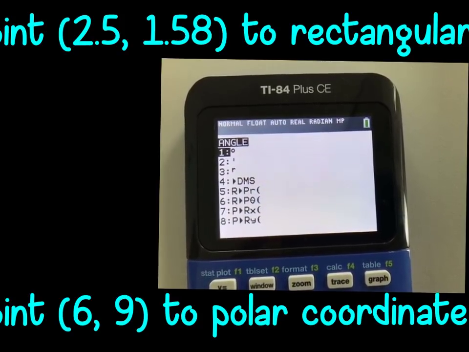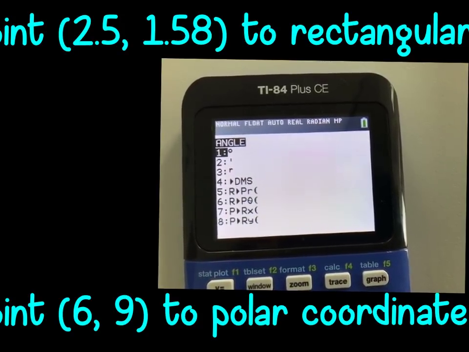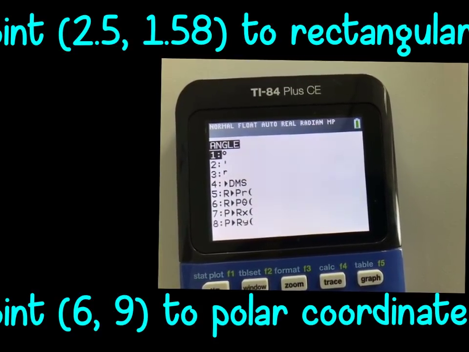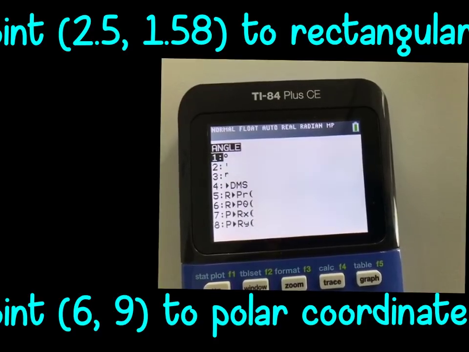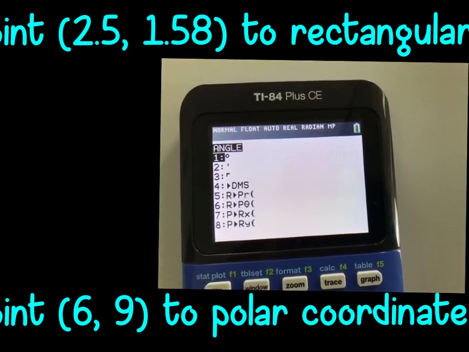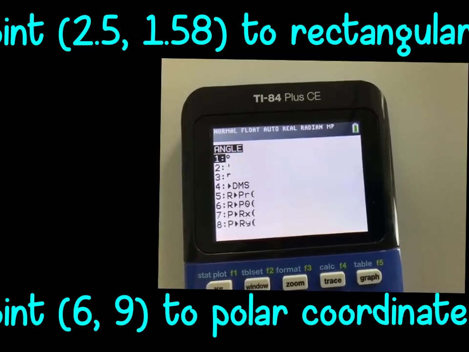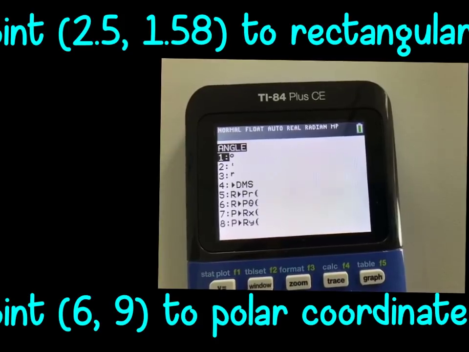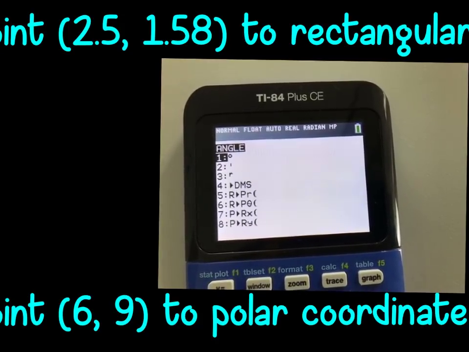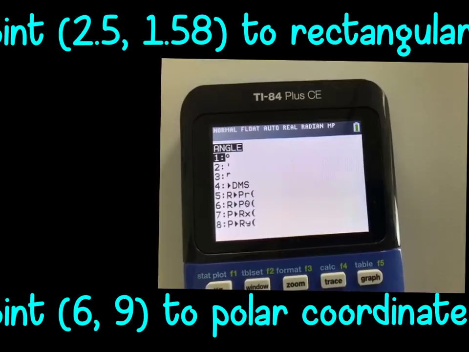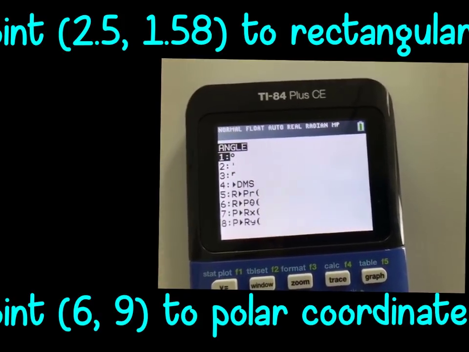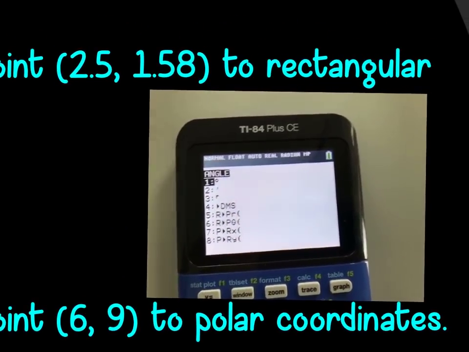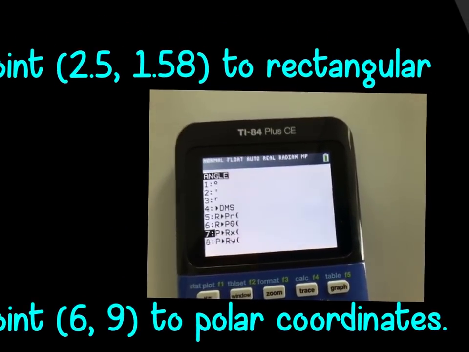So 5 and 6 are R to P, which stands for, what do you think? Rectangular to polar. It's R to P r and R to P theta, which means the first one's going to give you the radius and the second one's going to give you the angle. Underneath that is P to R x and P to R y, so that's polar to rectangular x coordinate and polar to rectangular y coordinate. So here we're going from polar to rectangular, which means I'm going P to R x first.